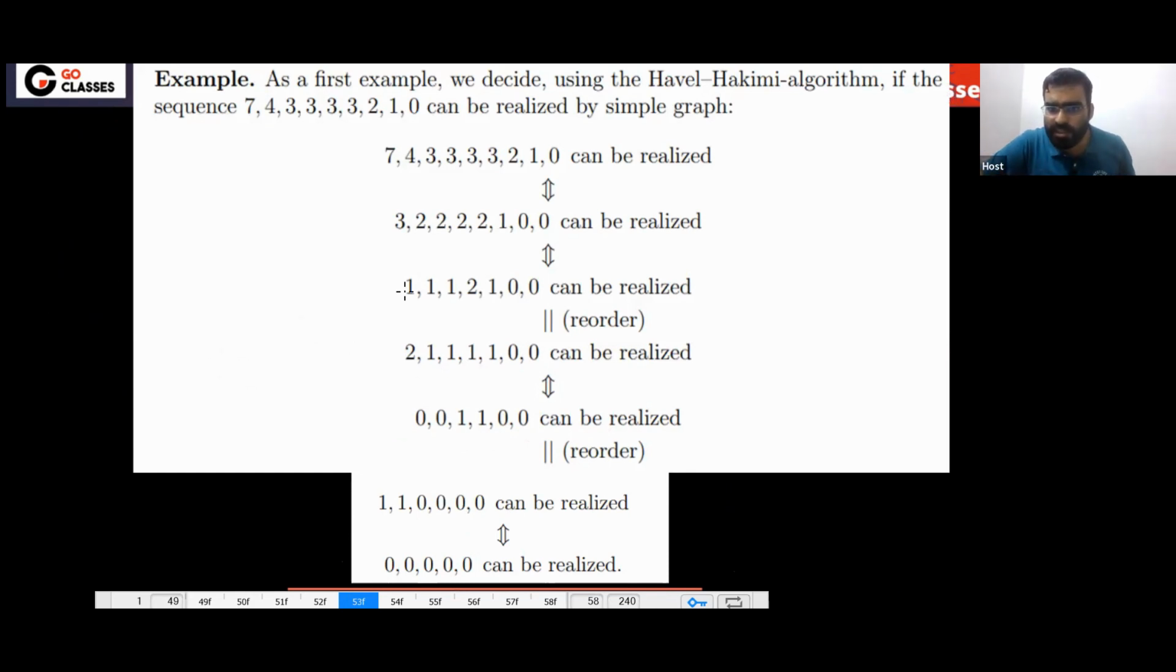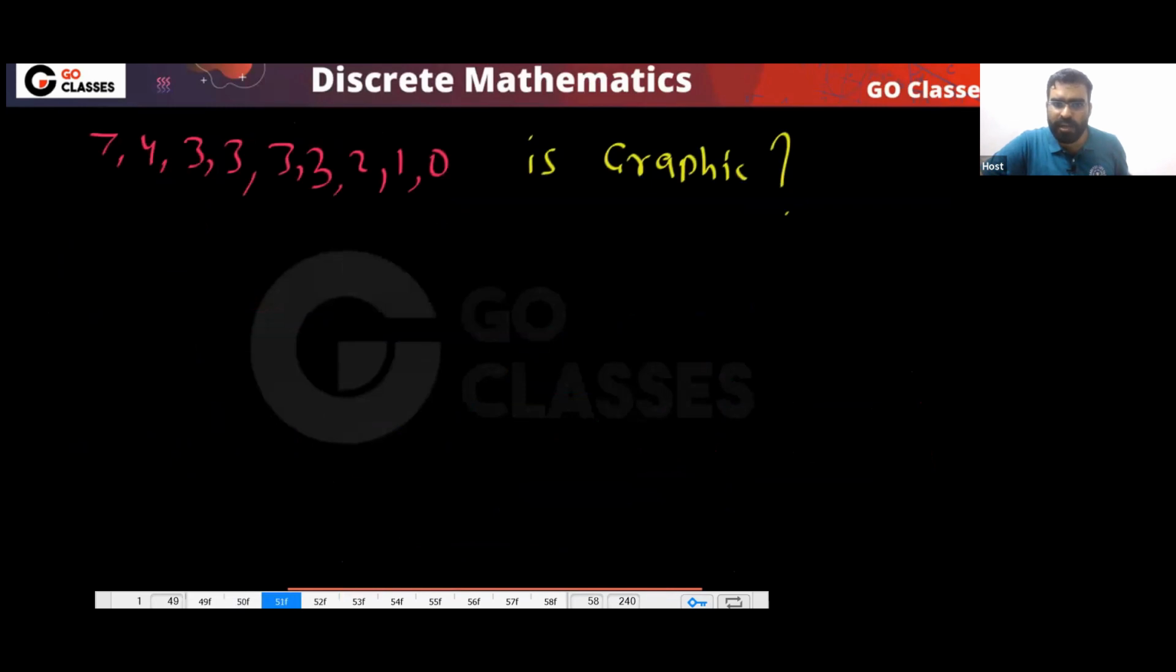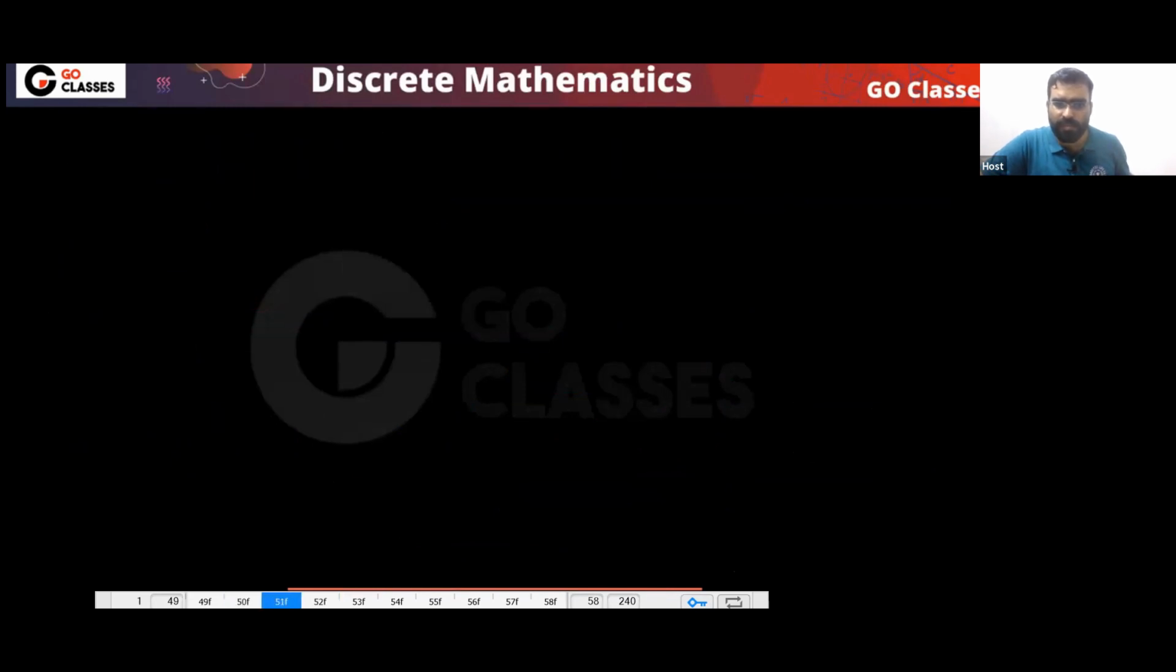Akash is saying, sir, it is not necessary to go further. You can stop anytime. This is the recursive algorithm, Akash.